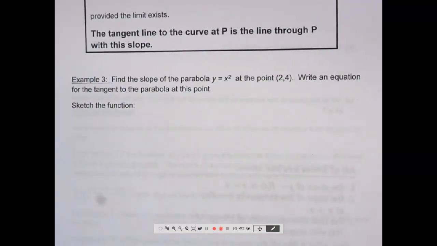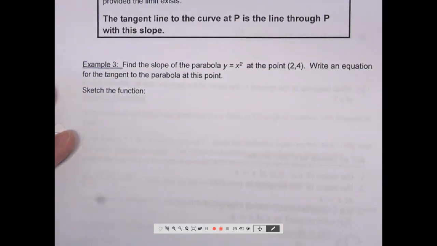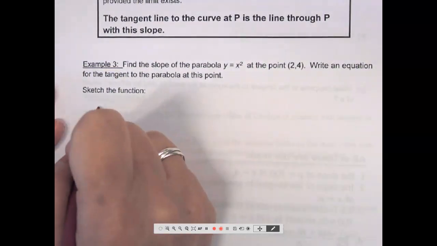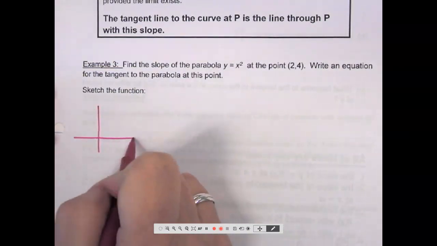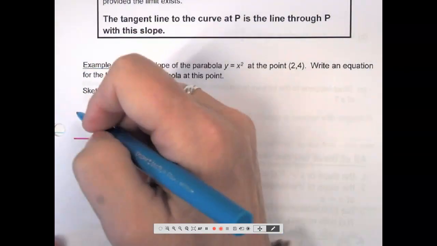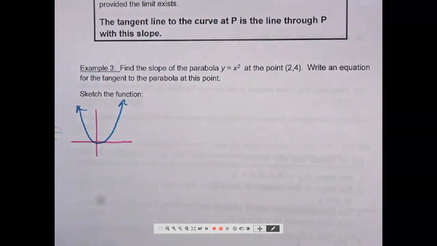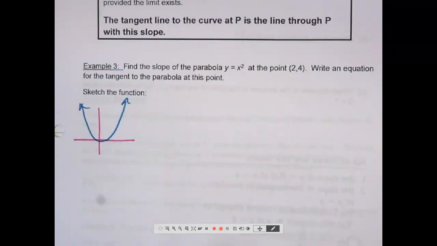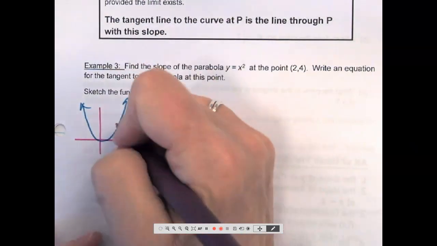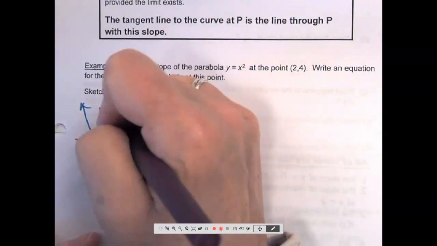We're going to find the slope of the parabola y equals x squared at the point (2, 4). Then we're going to write an equation for the tangent to the parabola at that point. We're going to sketch the function. Plain old vanilla parabola. What's it look like? A U going through what point? (0, 0). Okay. At some point over here, there's the ordered pair (2, 4). I'm just going to say, there it is.